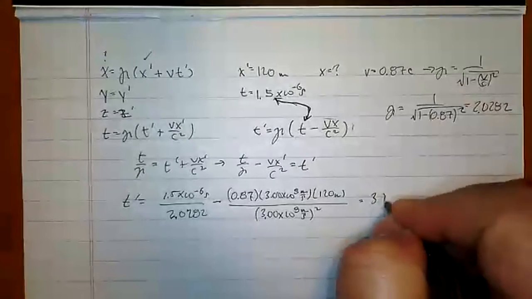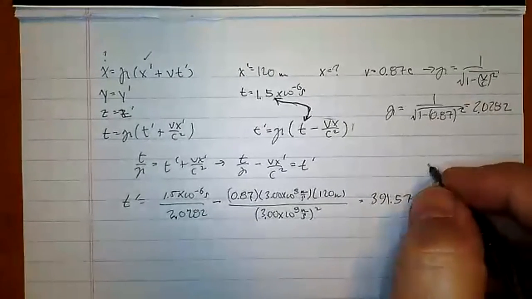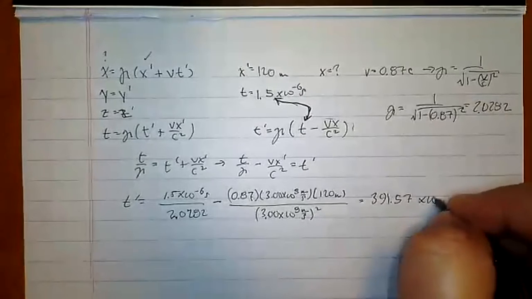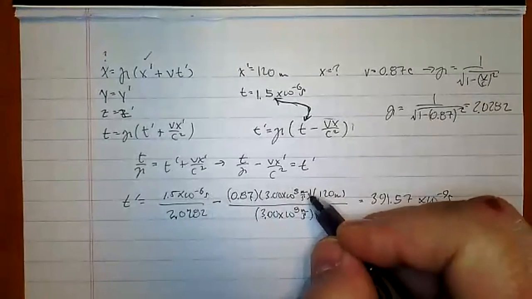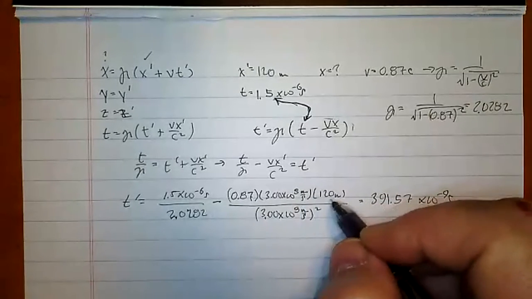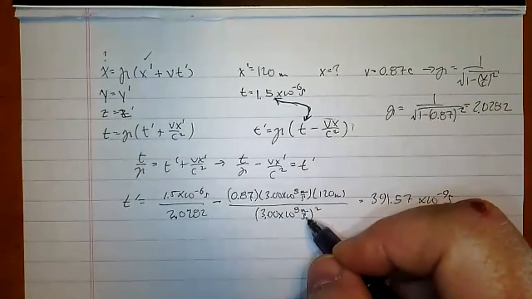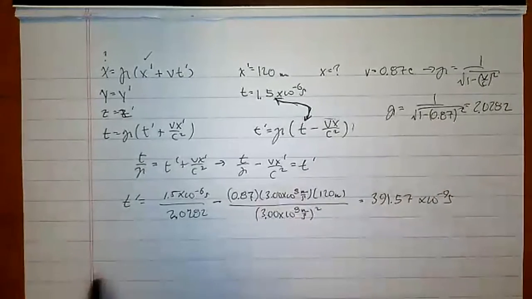And this gives me 391.57. Remember, I'm using a calculator in engineering notation. 57 times 10 to the negative 9th seconds. Notice that works out to be seconds. This is meters per second times meters, that's meters squared per second, divided by meters squared per second squared. So that just gives me seconds on top. So that's what my t prime is.